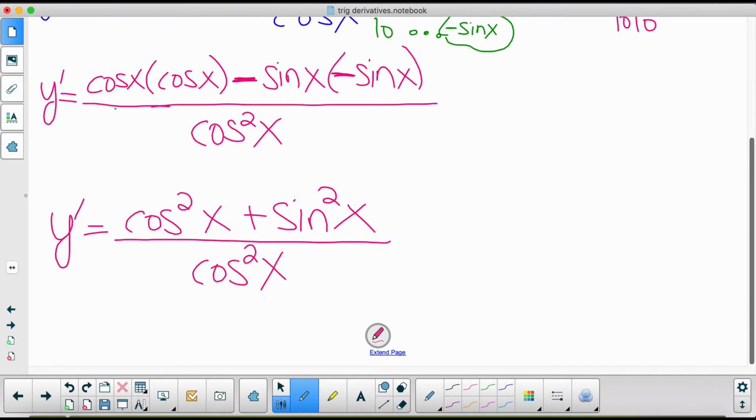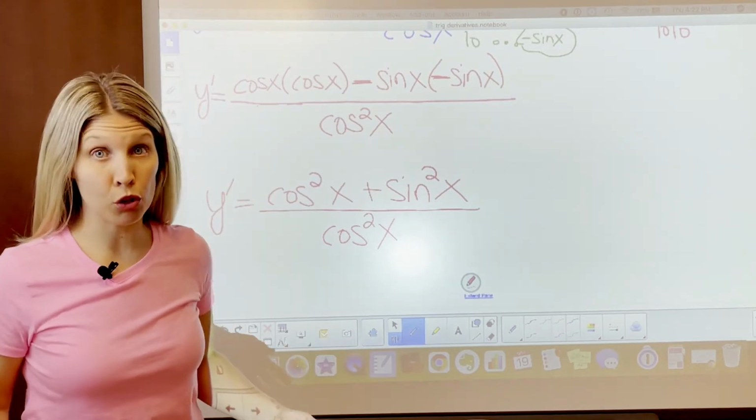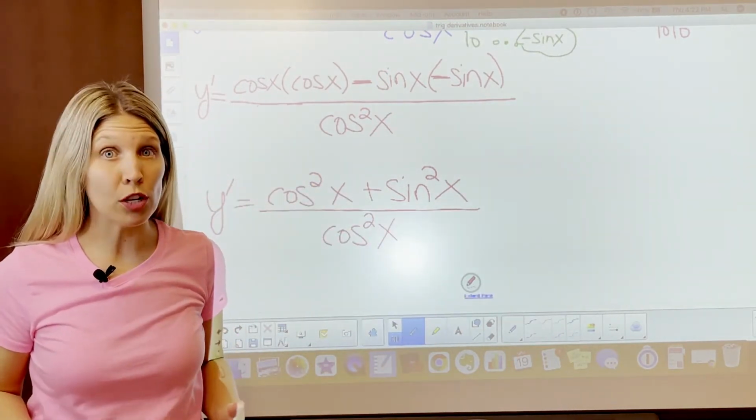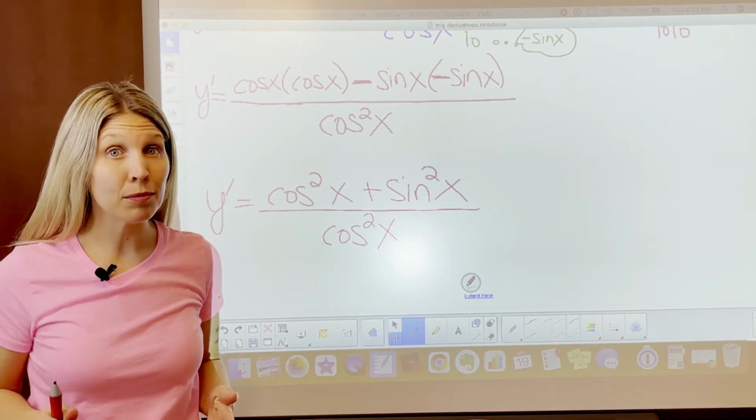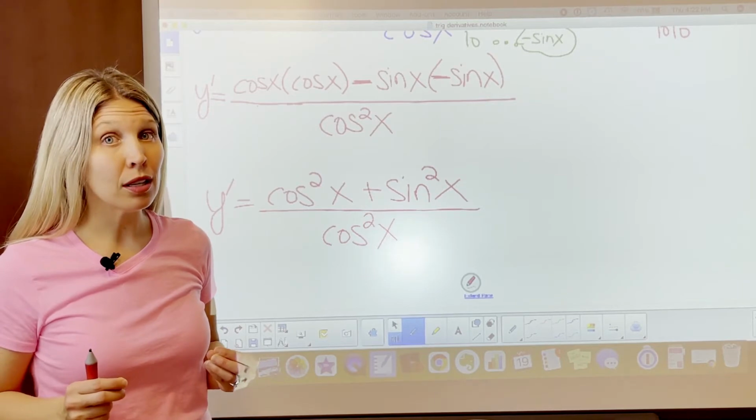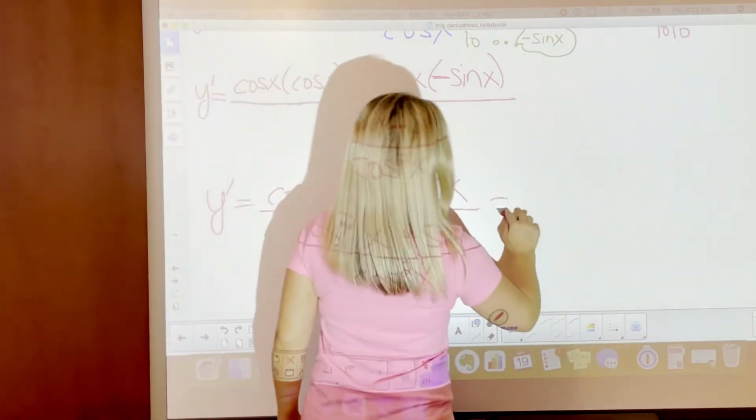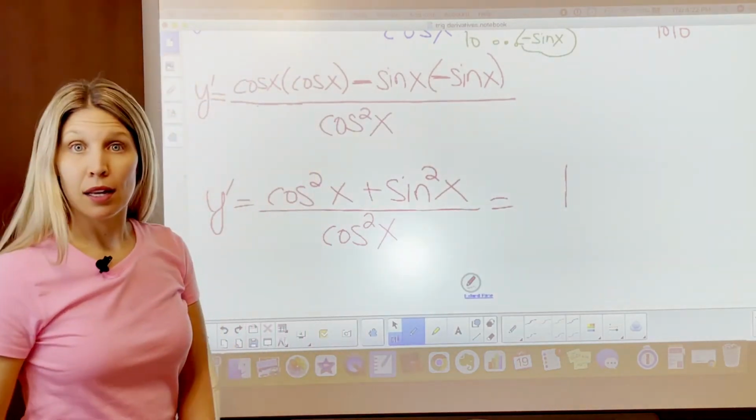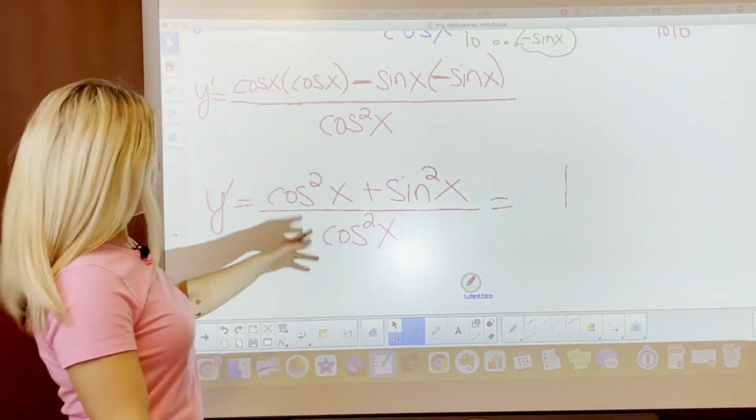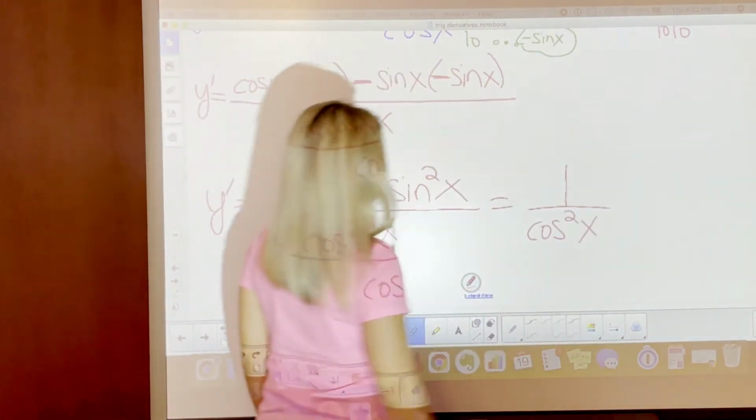Hopefully you're all doing a little happy dance because you remember your trig and that numerator has a special equation. Do you remember what it is? Sine squared x plus cosine squared x equals 1. Yes, it equals 1. So this numerator just becomes 1. Like how fantastic is that? And then your denominator is cosine squared x.